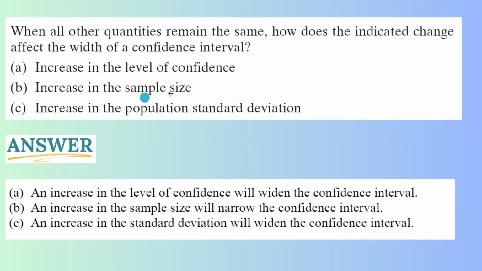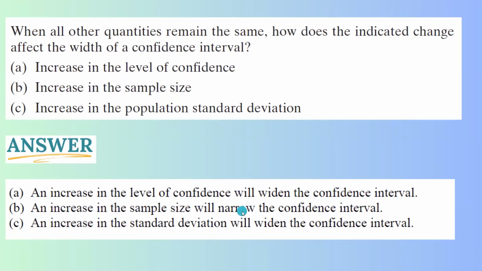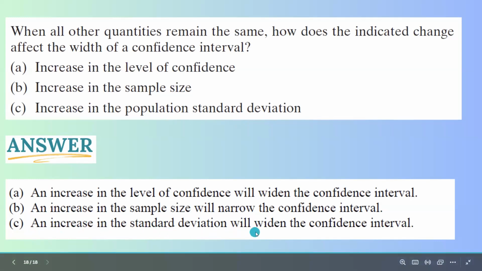If you decide to increase the sample size, an increase in the sample size will make the confidence interval get smaller or narrower. And finally, if you decide to increase the population standard deviation, it has a direct effect on your E, or the margin of error. An increase in the standard deviation also makes the confidence interval get wider.